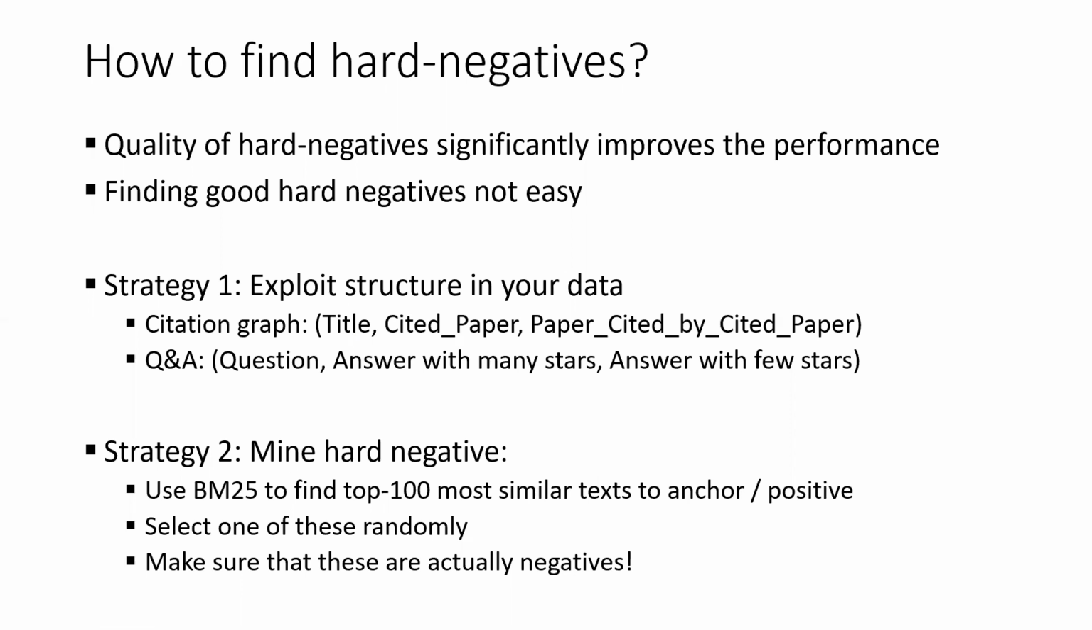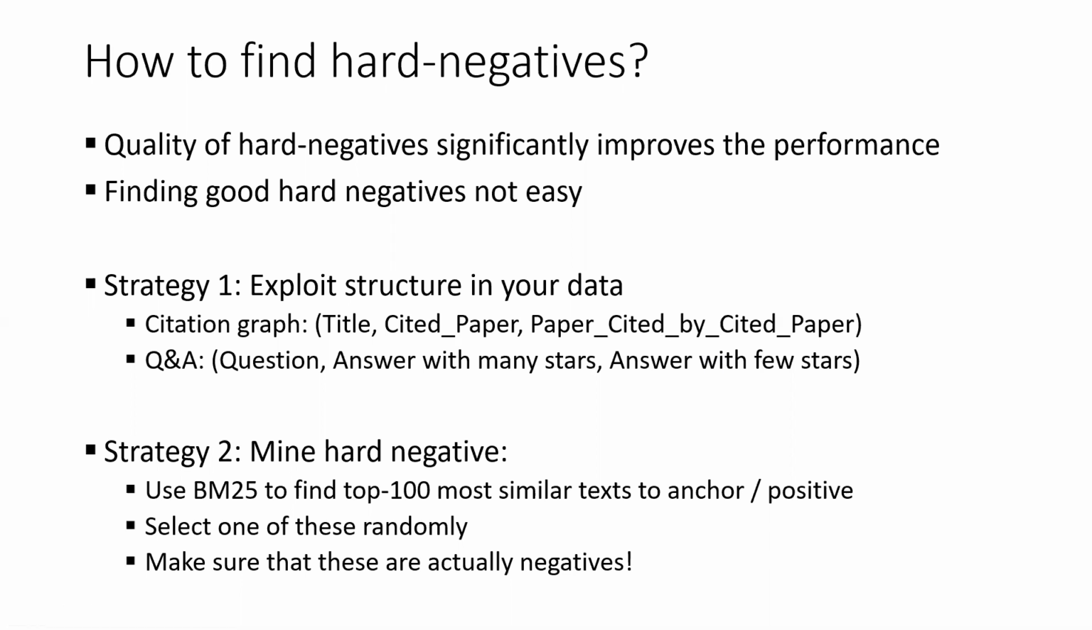Another way to set it up would be, if you think about Stack Overflow, we have some question, and we have the answer which has a lot of stars, which is really good. And then you take some answer from the same question which has few stars. And you assume this answer is better for the question than the answer which has few stars.